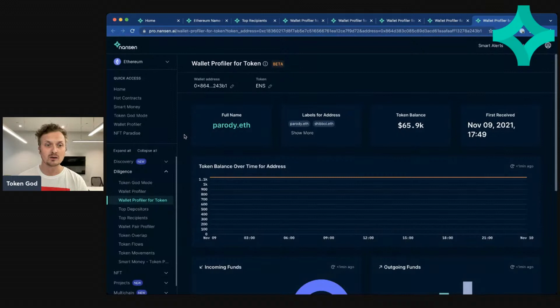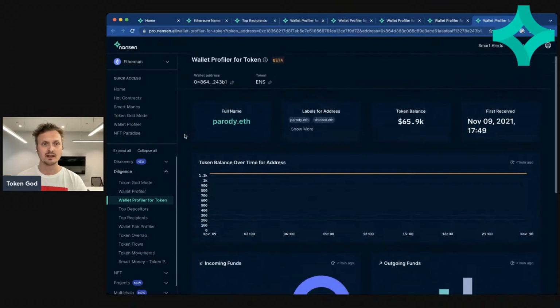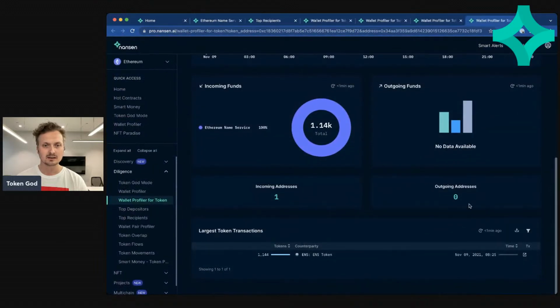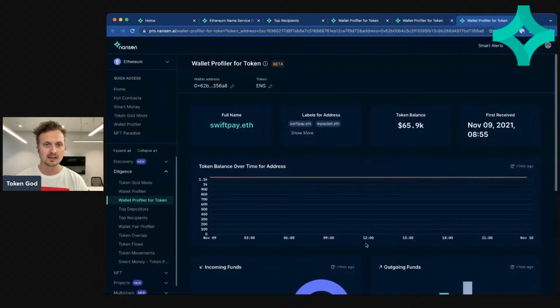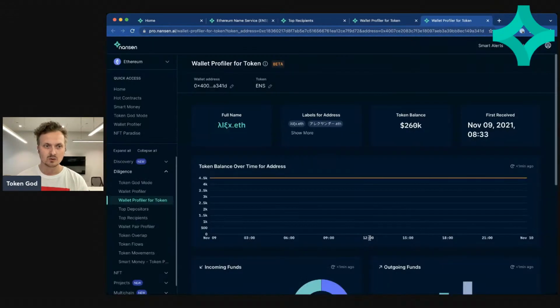So starting with parity.eth, what are they doing with their tokens? Are they dumping them? No. Looks like they've claimed it. That's it. They're not doing anything with the tokens right now. What about xdai.eth? Same thing. There's no outgoing addresses, just one ENS token transaction here, and it's the incoming one when they claim, not selling. What about Swift Pay? Same thing.